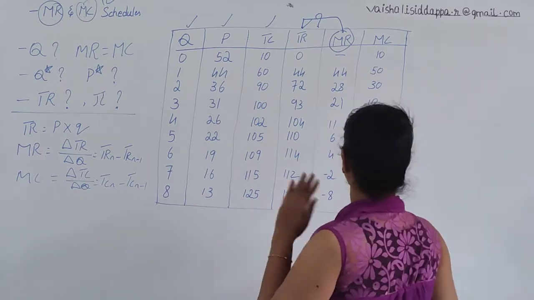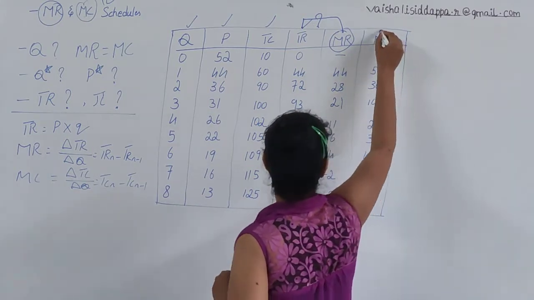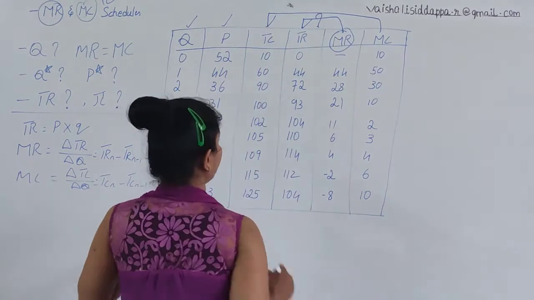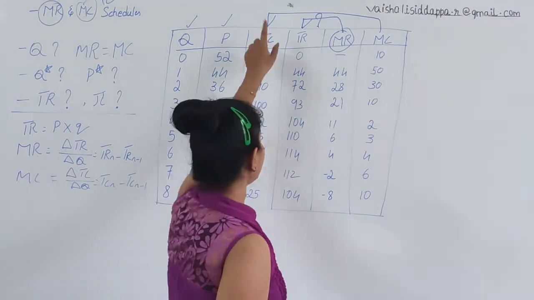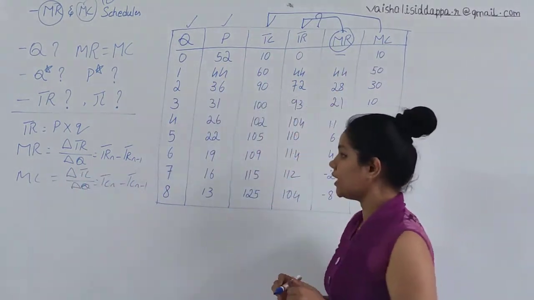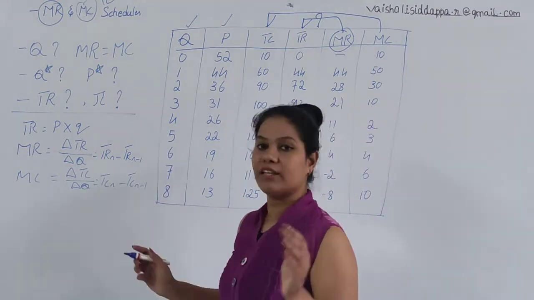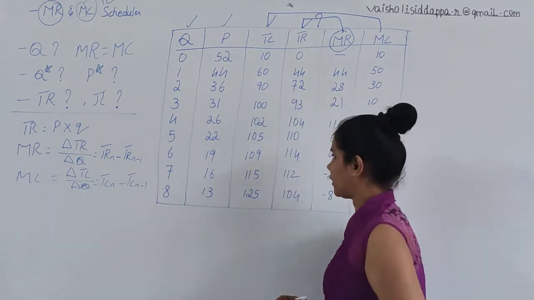After that you have to find out MC. If you want to find out MC, you need TC. What is the formula to find out MC? Change in TC by change in Q, otherwise TCn minus TCn minus 1.